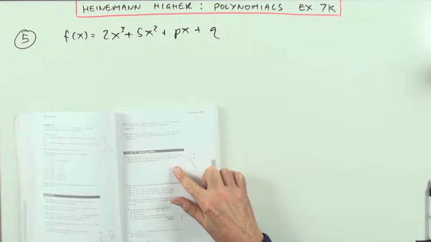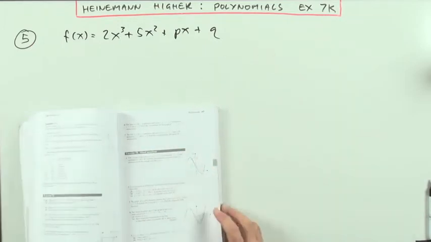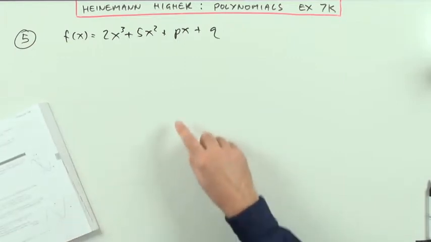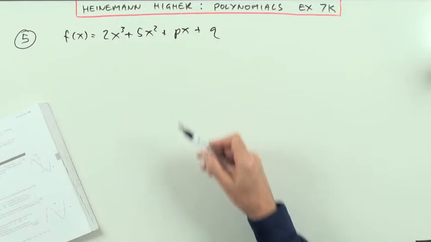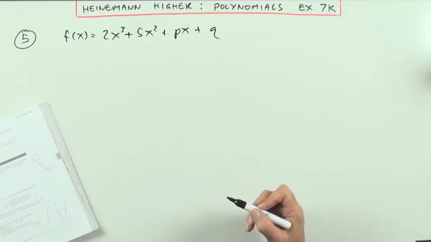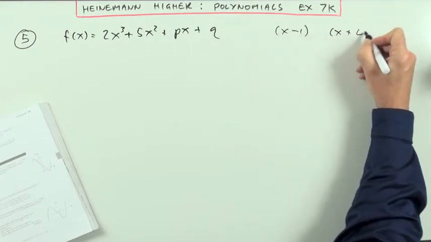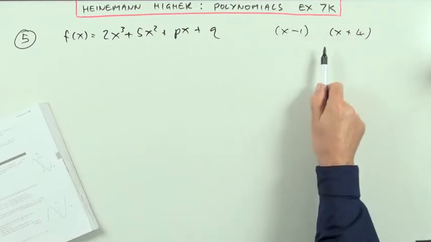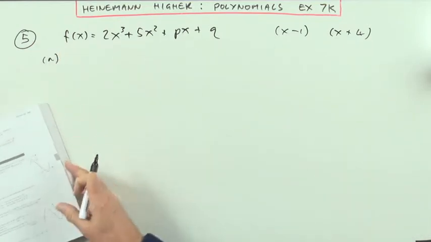Heinemann Higher, Chapter 7 in Polynomials, mixed exercise 7k at the end. Question 5. You're given this cubic function with two unknown coefficients, but a couple of factors. You're given x minus 1 as a factor, and x plus 4 as a factor, which should be sufficient to find p and q, which indeed is part A.